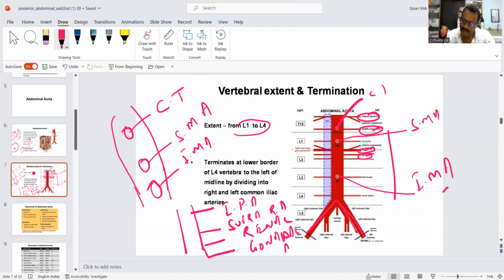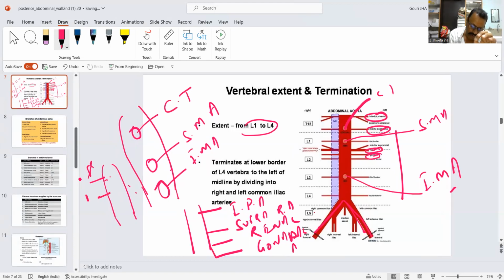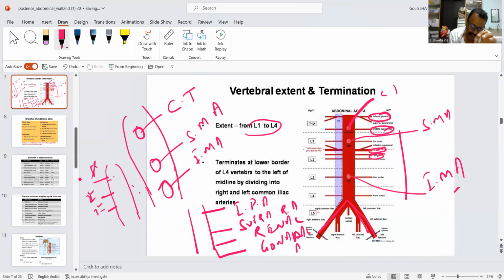Now we are left with the posterior aspect of the abdominal aorta, the branches coming from the back side. The most important are the four lumbar arteries, since the abdominal aorta runs from L1 to L4. At the level of each lumbar vertebra we have a lumbar artery. At L1, the first lumbar artery. At L2, the second lumbar artery. At L3, the third lumbar artery. And at L4, the fourth lumbar artery.